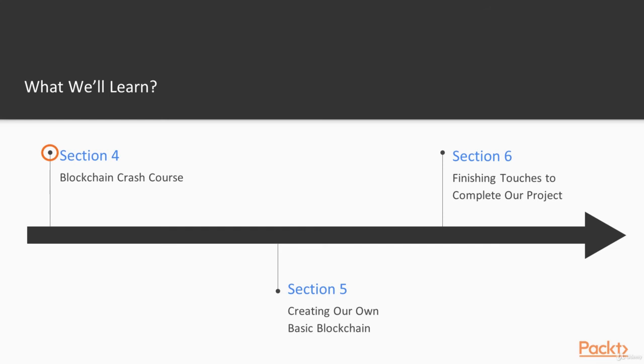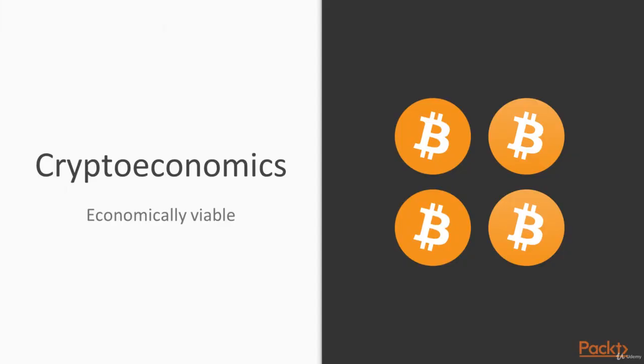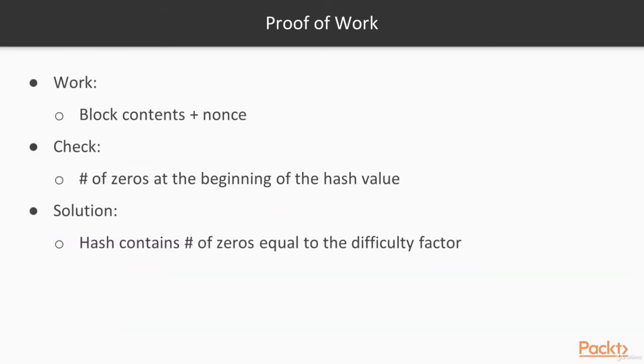The fourth course section will give us a quick and dirty introduction to blockchain technology and the various components that make it work, including data validation and security, crypto economics in action, Merkle trees, yes, that's what they're called, and proof of work, which provides blockchain security.